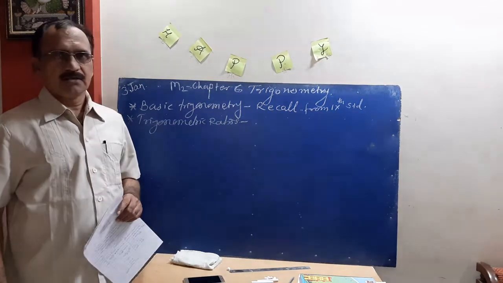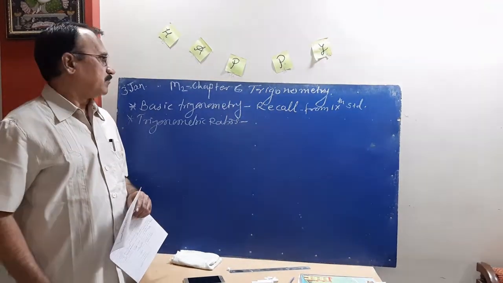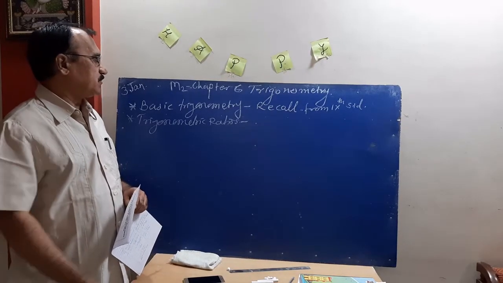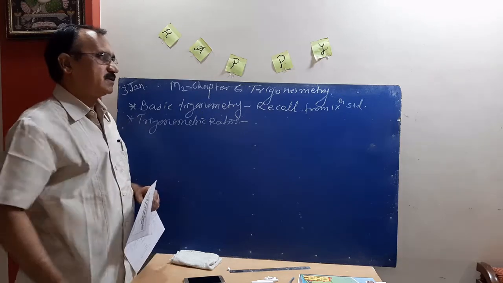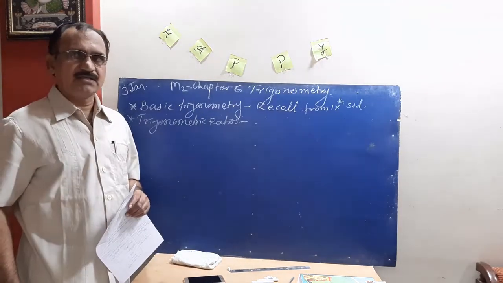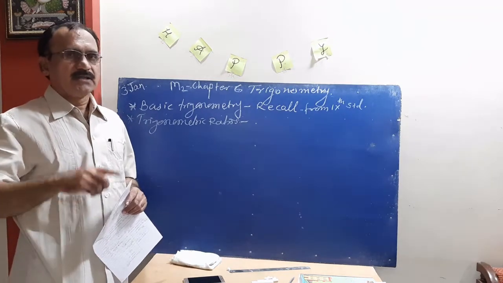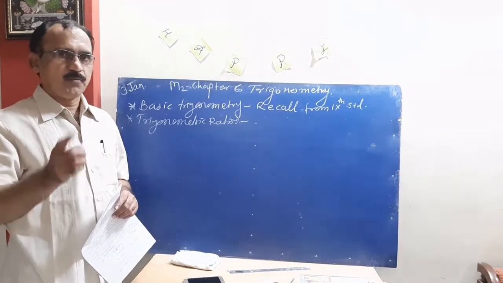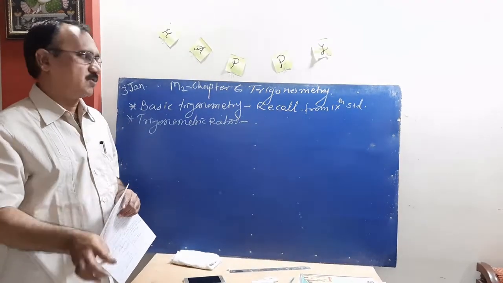In previous period, we have already seen Maths 2, Chapter 5, Coordinate Geometry. Now here we are going to see the Maths 2, Chapter number 6, Trigonometry. And in Trigonometry, this is the last chapter for this year. Next chapter will be mensuration, and it is omitted from syllabus for this year only.